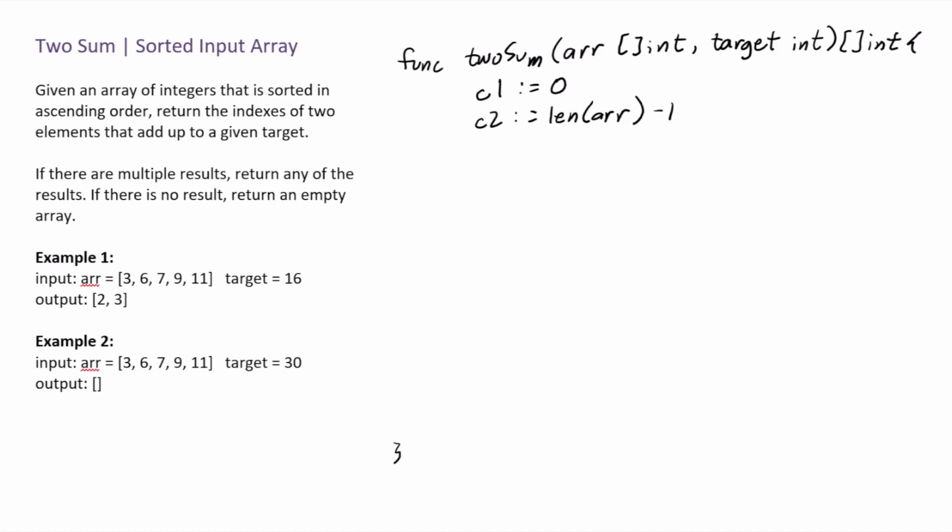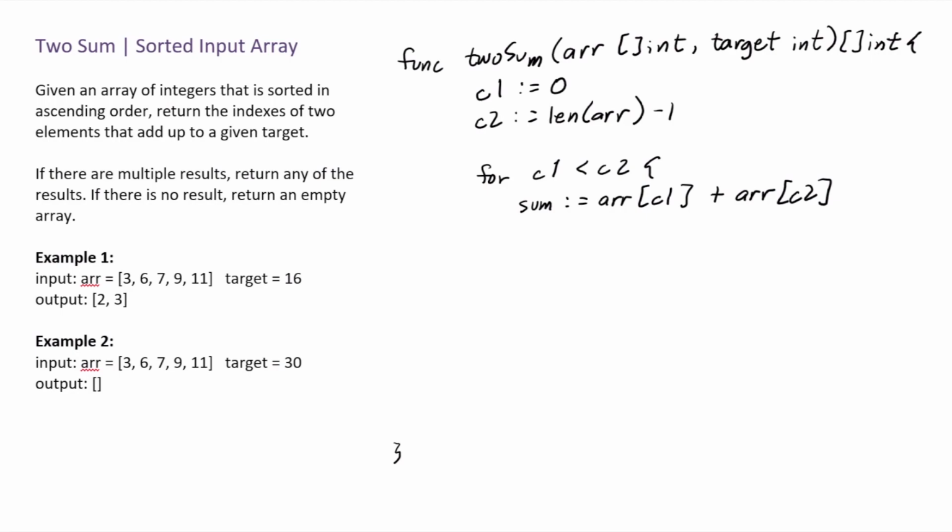Then we have to do our loop as long as C1 and C2 are not pointing to the same element. So for C1 is less than C2, then we will do our loop. Now let's get the sum of the elements in C1 and C2. So sum will be equal to array C1 plus array C2. There's no semicolon in GoLang.